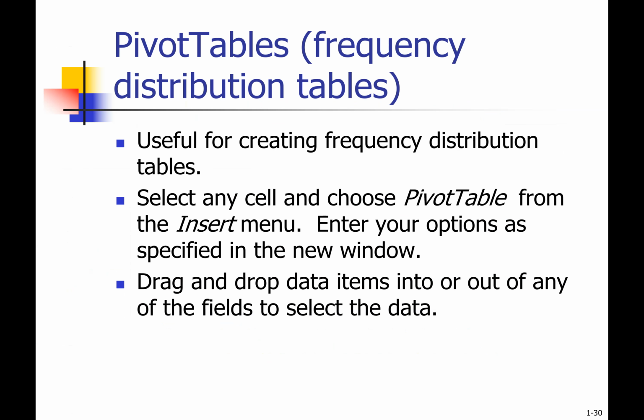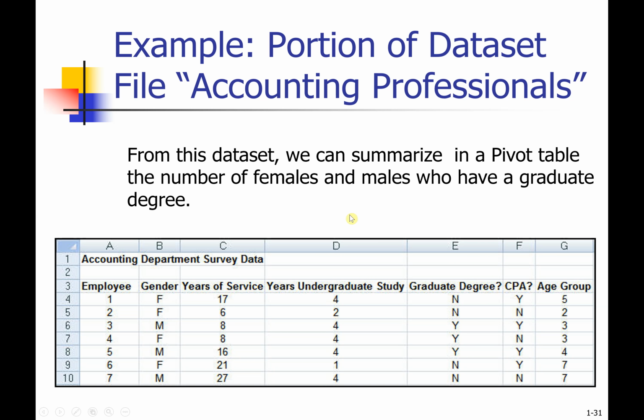Pivot tables are really interesting. For creating frequency distribution tables, you can select any cell and choose pivot table from the insert menu. Enter your options, so drag and drop items in or out of the fields to select data. This is very similar to our data again. There's employees, gender, years of service. This is the accounting department survey data: years of undergraduate study, graduate degree, CPA, and age group. Obviously this person's not 5 years old, but they are in group 5. Whatever that group is, right?